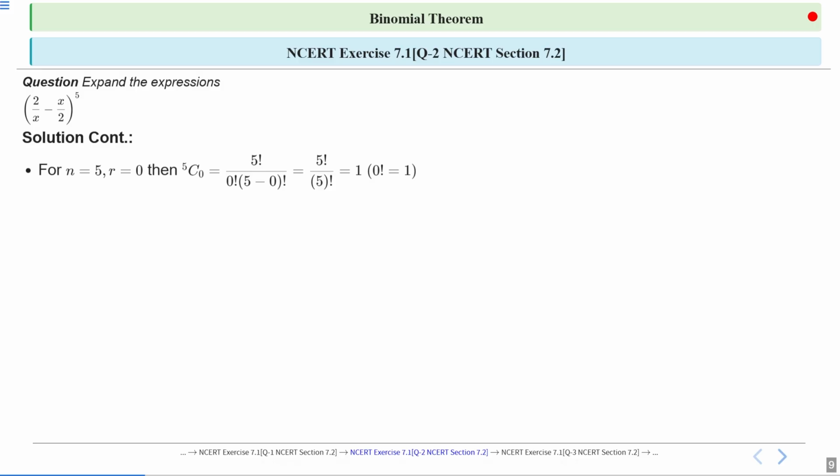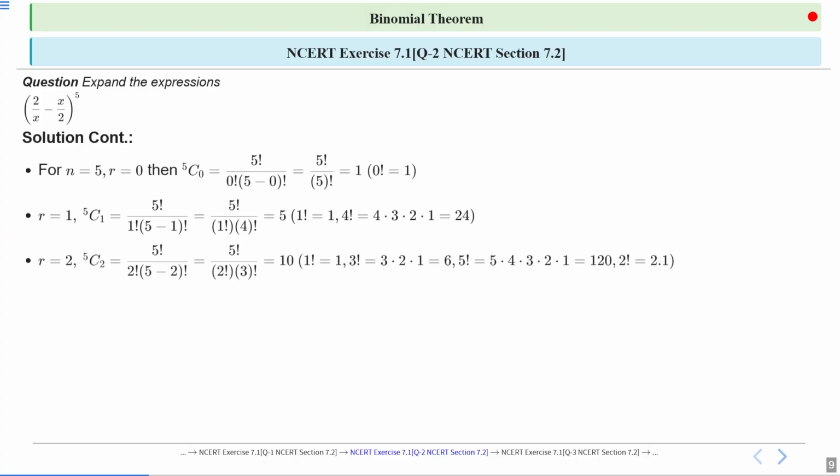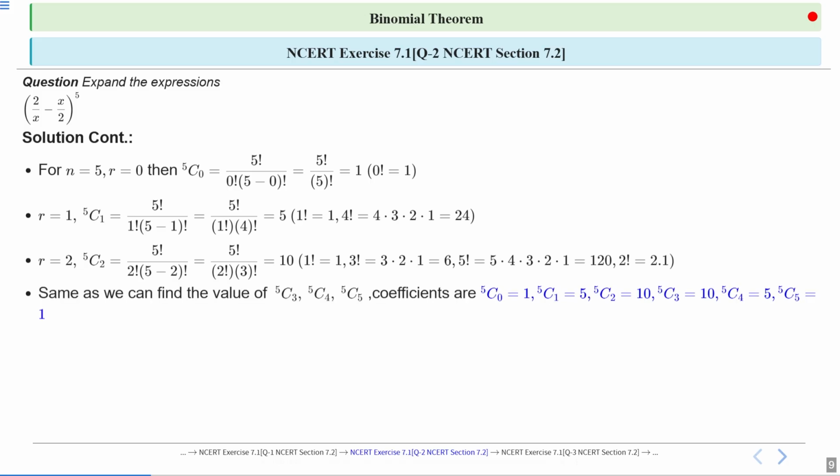For n equal to 5, r equal to 0, 5C0 is simply 1. For r equal to 1, 5C1 is 5. For r equal to 2, 5C2 is 10. In the same way we can find the values of 5C3, 5C4 and 5C5. So the coefficients are 5C0 is 1, 5C1 is 5, 5C2 is 10, 5C3 is 10, 5C4 is 5 and 5C5 is 1.